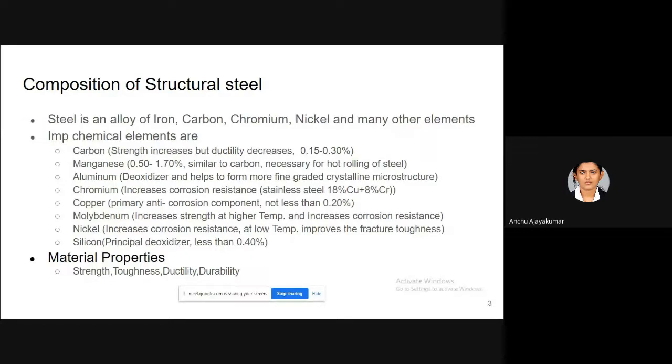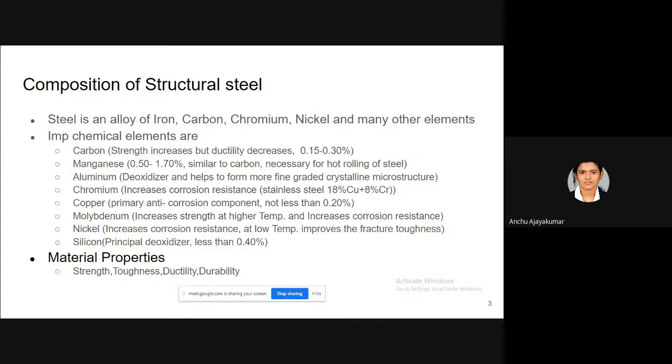And next one is chromium. It is primarily used to increase the corrosion resistance of the material, and for that reason it is often combined with nickel and copper. You may have noted that in stainless steel we have a combination of chromium and nickel in 18% and 8% respectively. Next primary anti-corrosion component in steel is copper, which should not be less than 0.2%.